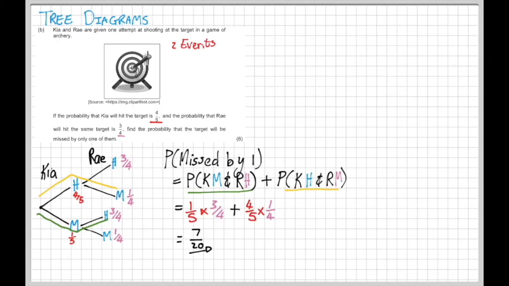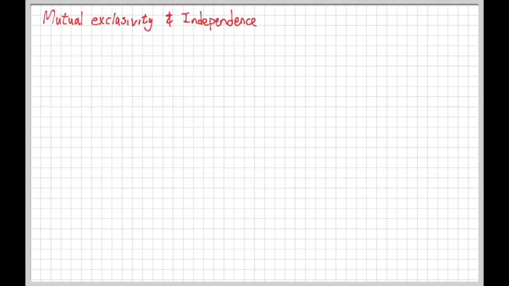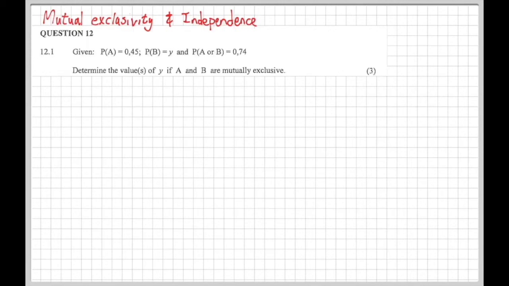The second question that I'm going to pose to you today is about mutual exclusivity and independence. I thought about getting this question from an old exam. Given that the probability of A is 0.45, the probability of B happening is Y, and the probability of A or B happening is 0.74. Determine the value of Y if A and B are mutually exclusive.